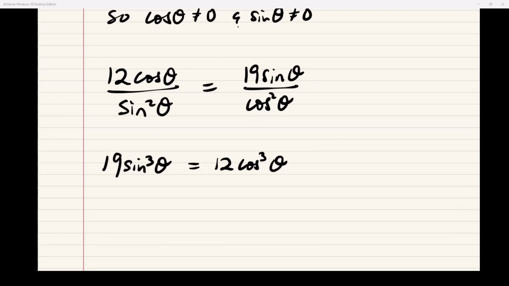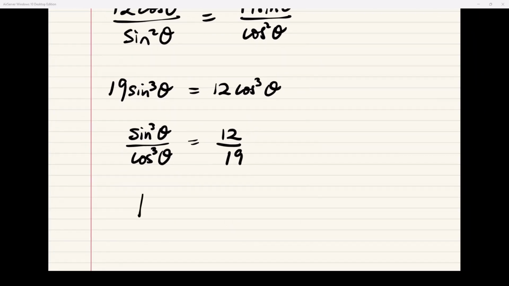And then we can move this back into tangent, because then it's more convenient to use the calculator to get a solution with tangent. So we'll say sine cubed theta over cos cubed theta would have to be 12 over 19. And that is, tangent cubed theta would have to be 12 over 19.